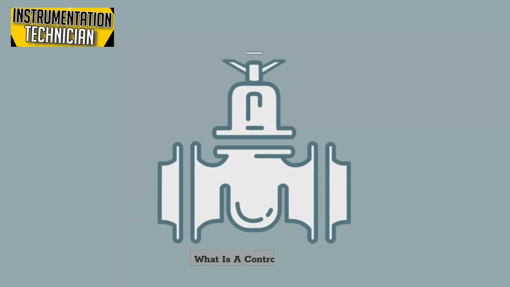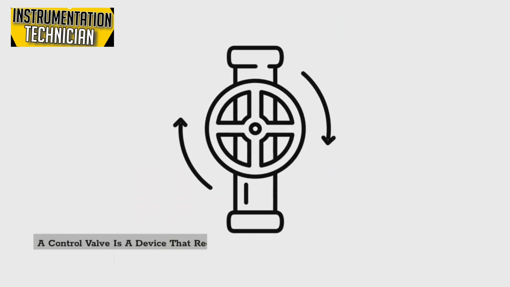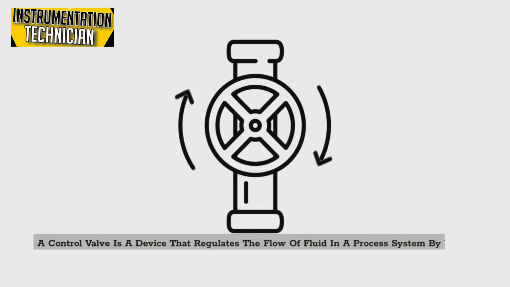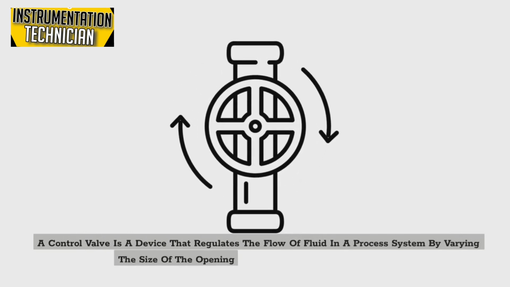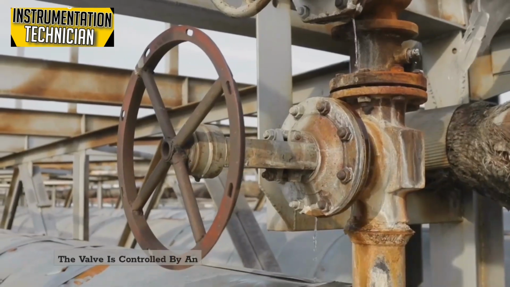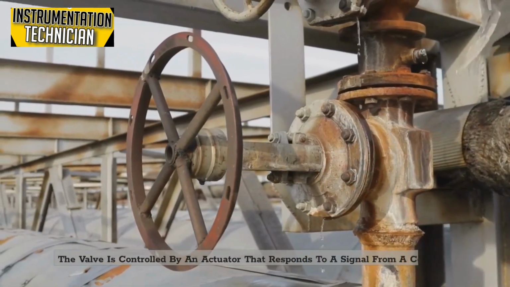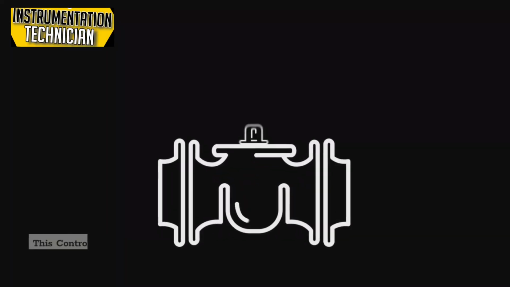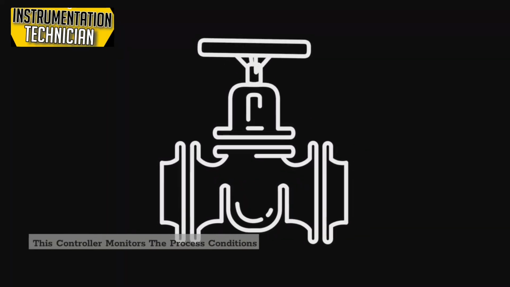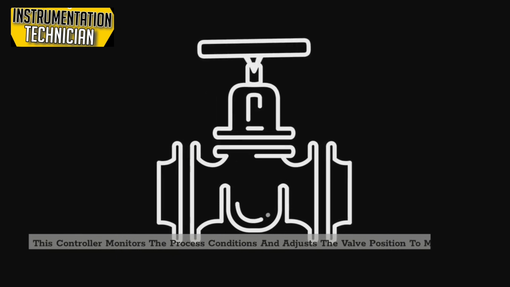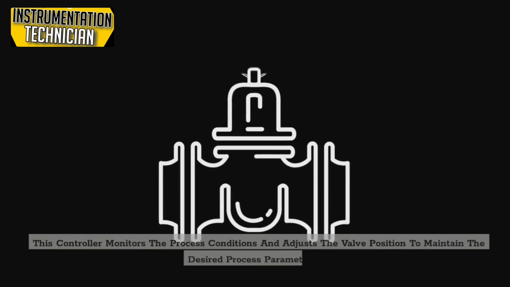What is a control valve? A control valve is a device that regulates the flow of fluid in a process system by varying the size of the opening through which the fluid passes. The valve is controlled by an actuator that responds to a signal from a controller. This controller monitors the process conditions and adjusts the valve position to maintain the desired process parameters.